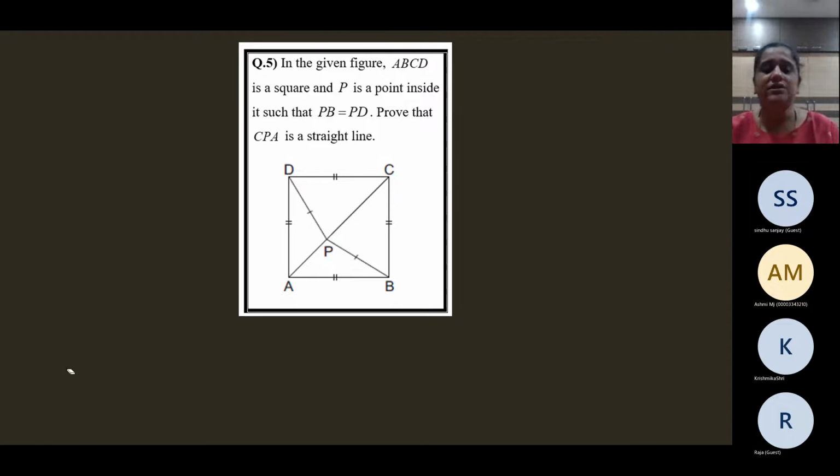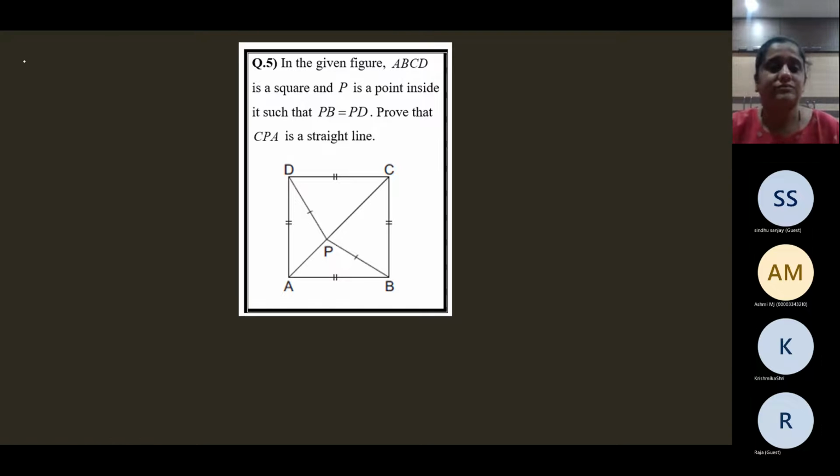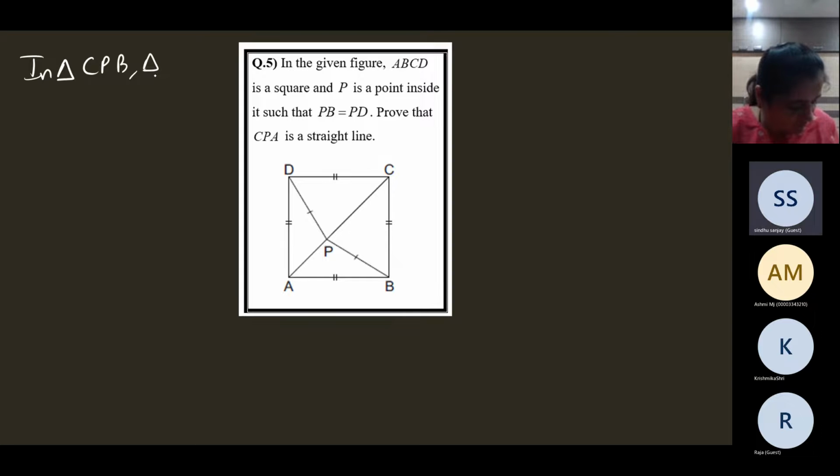Yes, Srijana. Continue. Sindhu. Ma'am, triangle BPC. CPD, ma'am.